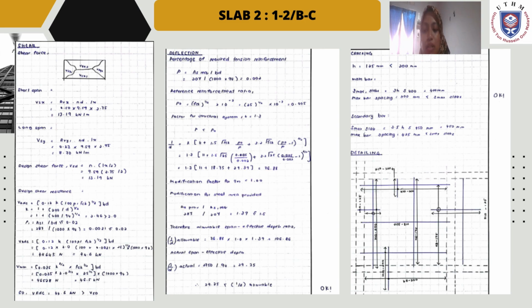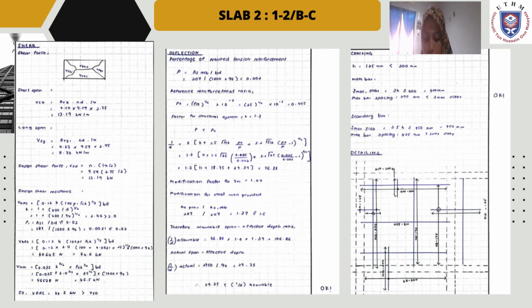For our deflection calculation, the percentage of required tension reinforcement is 0.002 and our reference reinforcement ratio is 0.005, and our factor for structural system is K equal to 1.3. Our modification factor for 7M is also 1, and our modification for steel area provided is 1.39, still below 1.5.